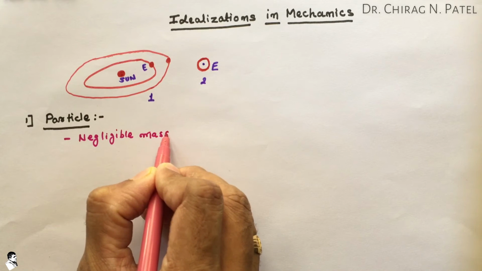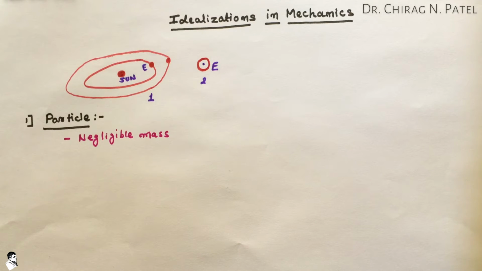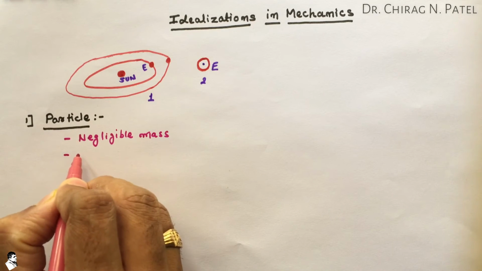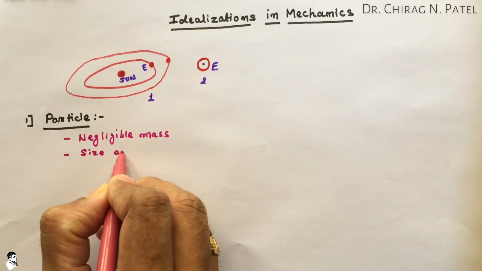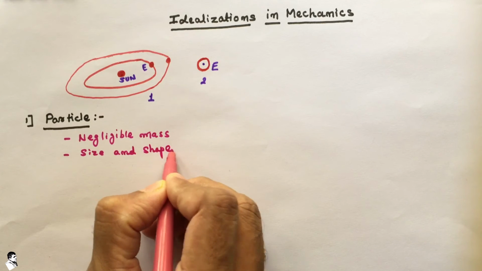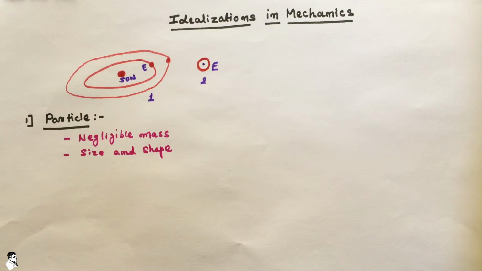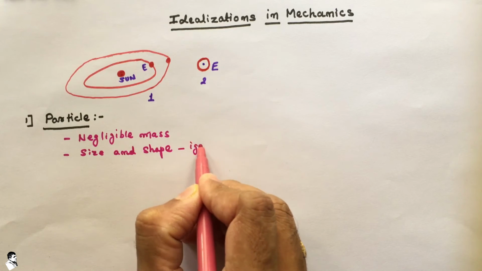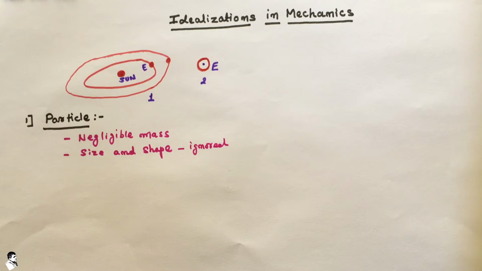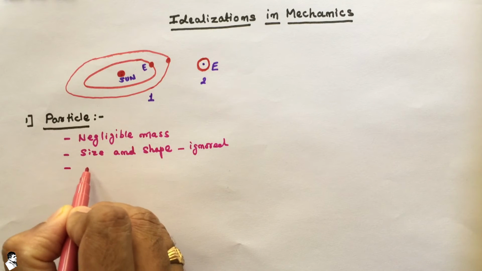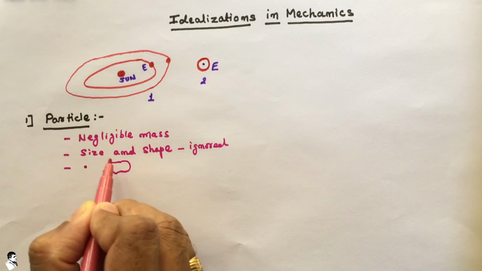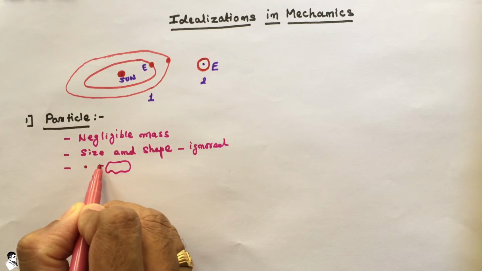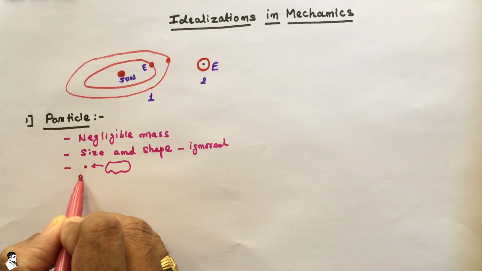So for the study, consideration of the mass is not that important. The size and shape of that body are also not that important to the study, so they are ignored. Second, this particle we just consider as a point mass, whatever the body we have, whatever mass it has, whatever the size and shape, it is considered as a simple point mass.